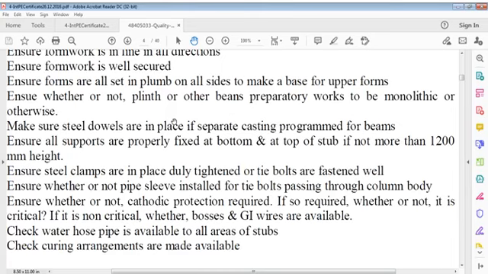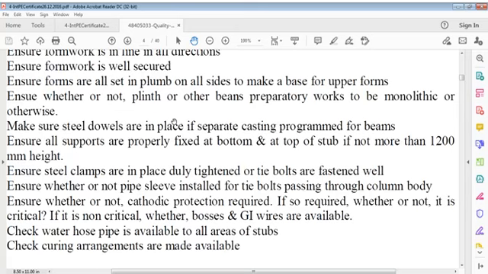Ensure whether or not pipe sleeves are installed for tie bolts passing through the column's body. If the tie bolts are outside, this problem doesn't exist. Ensure whether or not cathodic protection is required. If it's required, you have to do it. If it's required, whether or not it is critical. If it's non-critical, whether bosses and GI wire are available.